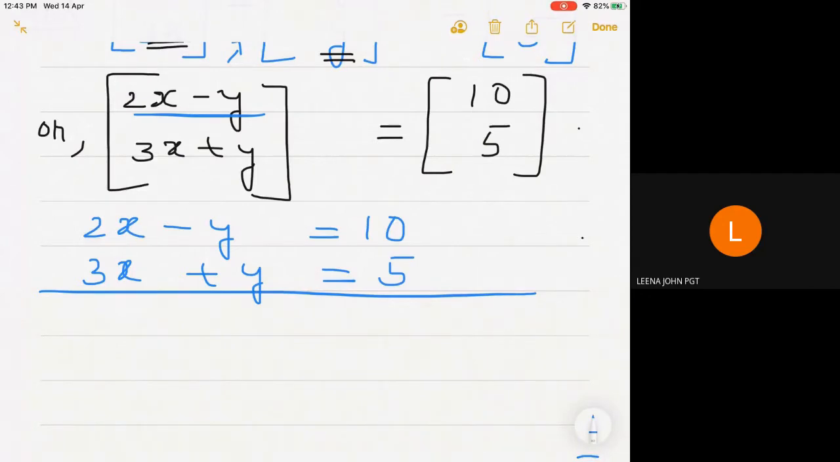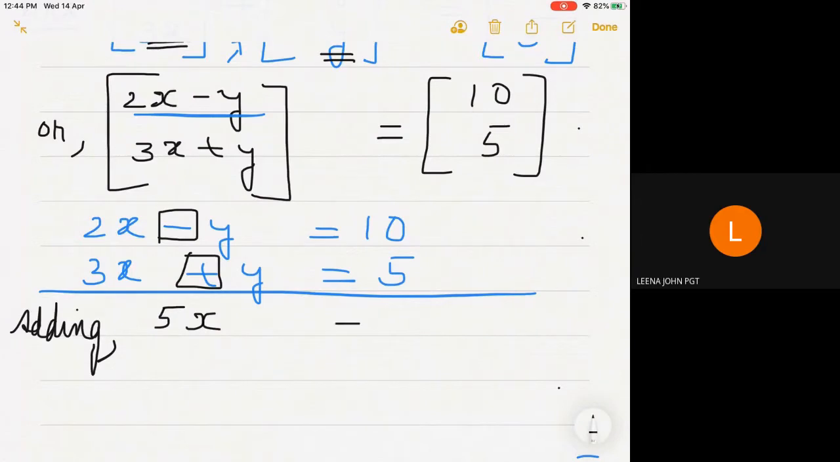Here you can notice that the coefficients of y in both the equations are of opposite sign. So if we are adding the two equations, y can be eliminated. So adding the two equations you get 5x equal to 15, or from there you will get the value of x as 15 by 5, which is equal to 3.